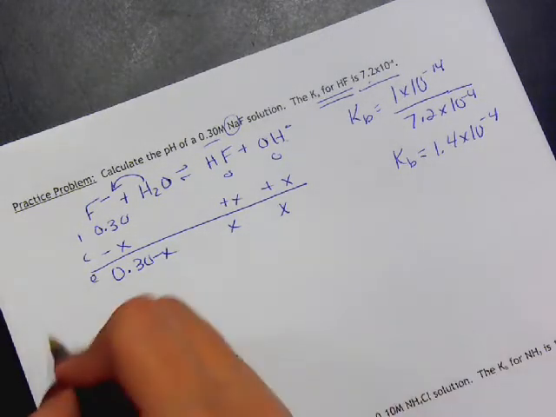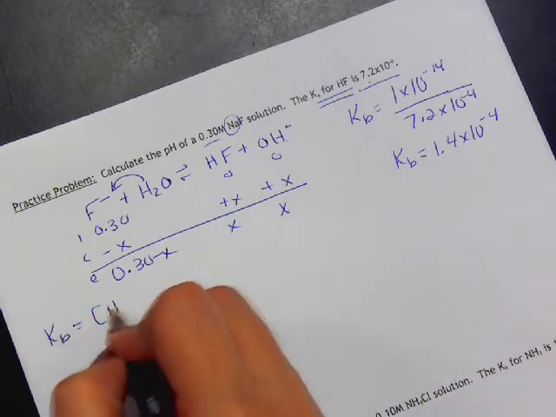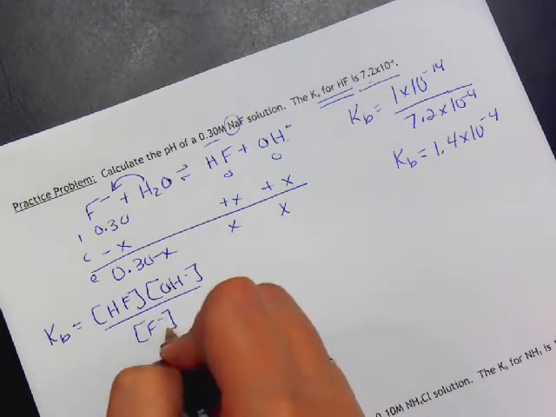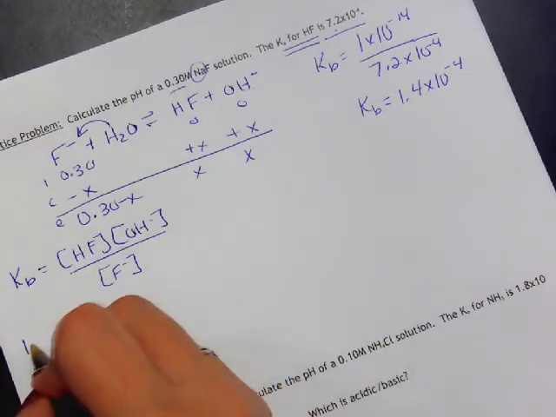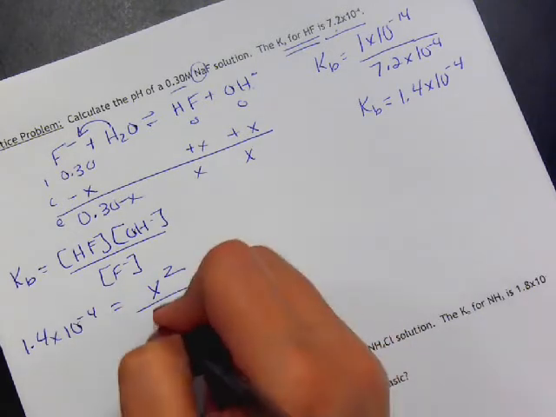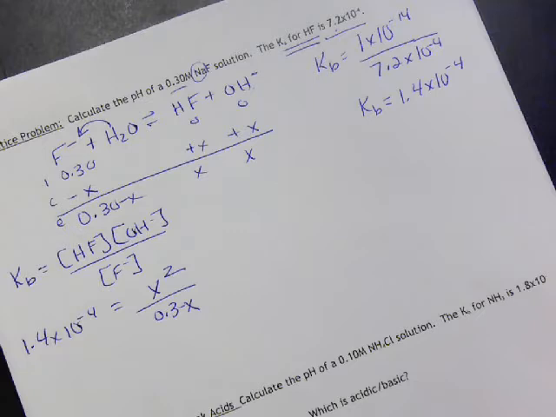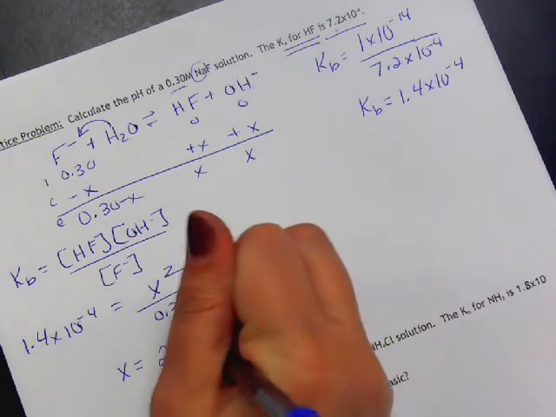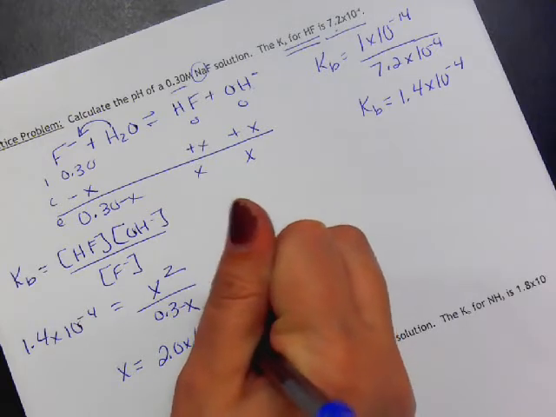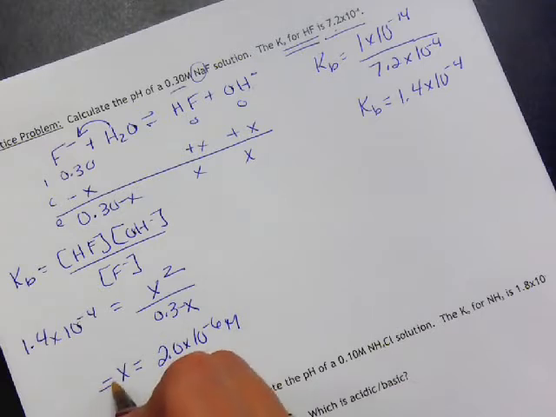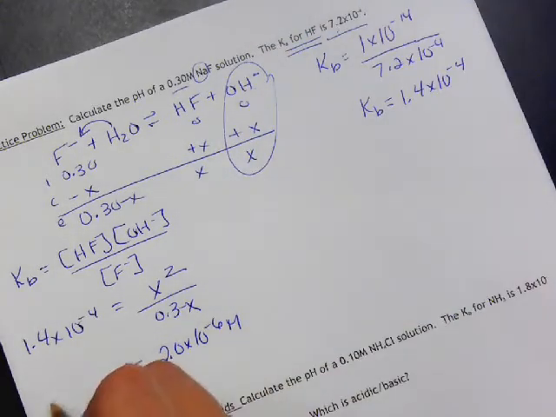We write our equilibrium expression, our Kb equals concentration of HF times OH over the concentration of our fluoride ion. And we plug in what we know. Our Kb of 1.4 times 10 to the minus 4 equals x times x, which gives us x squared over 0.3 minus x. We use our solver, solve for x, and we get 2.0 times 10 to the minus 6, which is, x is going to be representative of our hydroxide ion concentration.